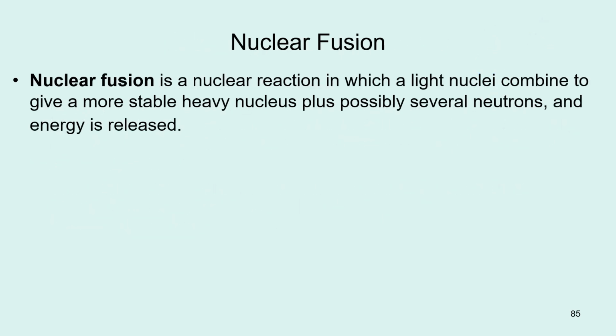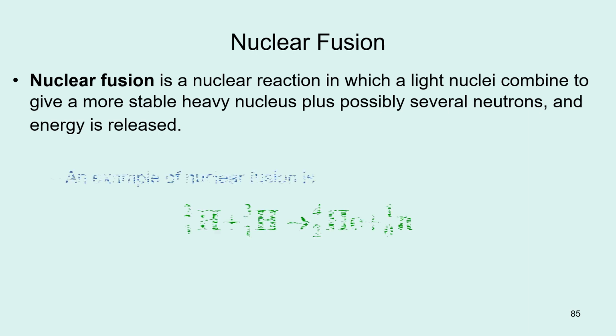Just to kind of complete the picture, nuclear fusion is the opposite of fission. Fission breaks apart, fusion puts together. So nuclear fusion is a nuclear reaction in which light nuclei combine to give a more stable, heavy nucleus. And sometimes neutrons can also be released, and energy is also released. So an example of nuclear fusion is this reaction.